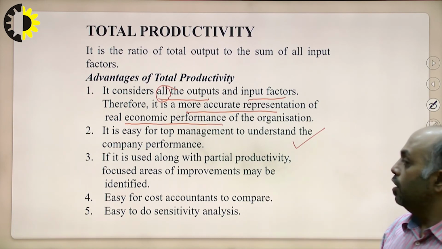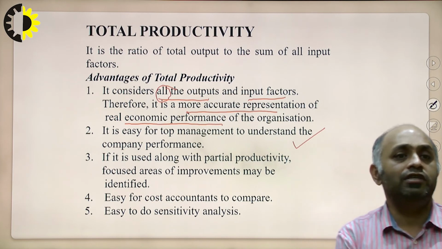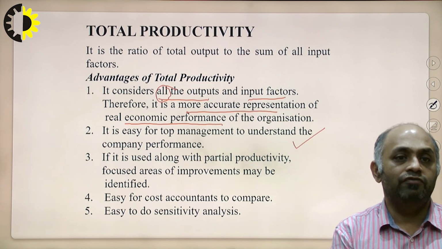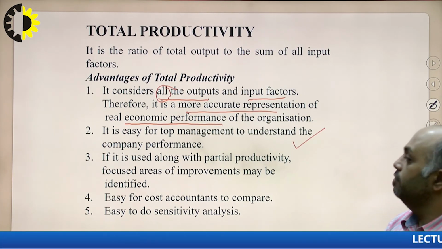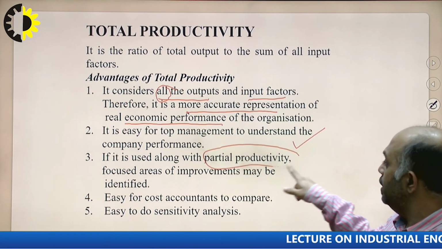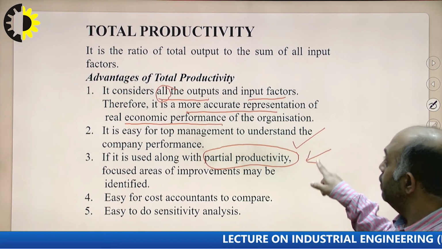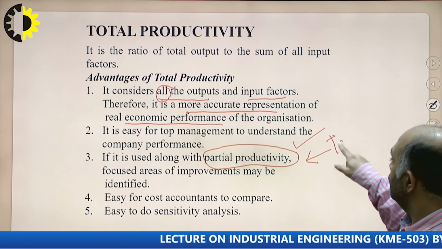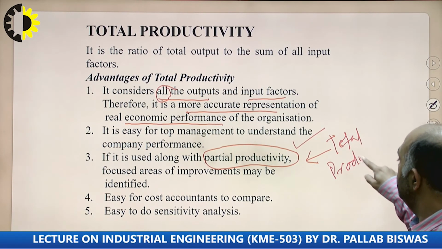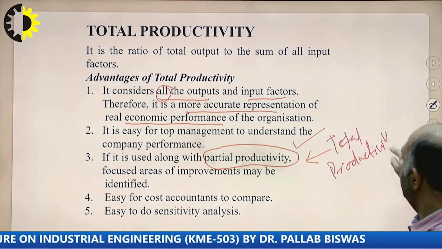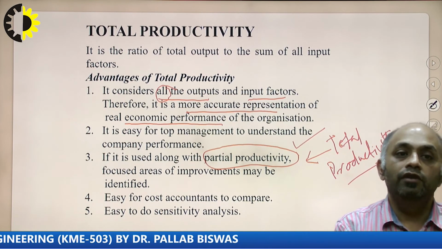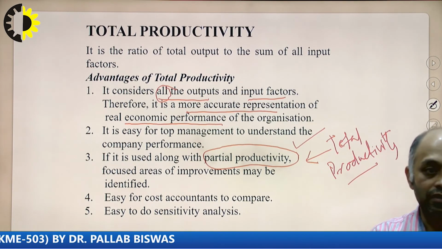So it is used along with partial productivity. It is also a fact that if it is used along with the partial productivity, focused areas of improvement may be identified. So this is very important: I have already told that partial productivity will help us, but we must take the inputs of total productivity also, because if we use partial productivity and we don't see the total productivity also, we will not have the clear or the right picture of this, right.